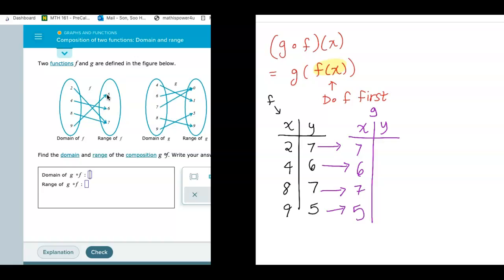All right, let's plug in 7 into g. Is there a 7? Yes, 7 is going to 0.